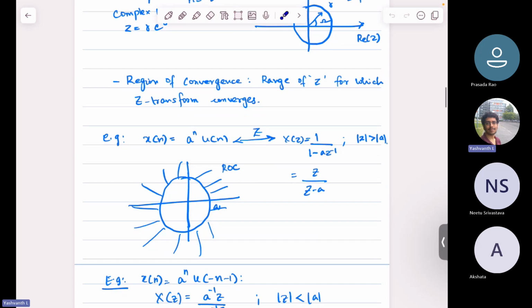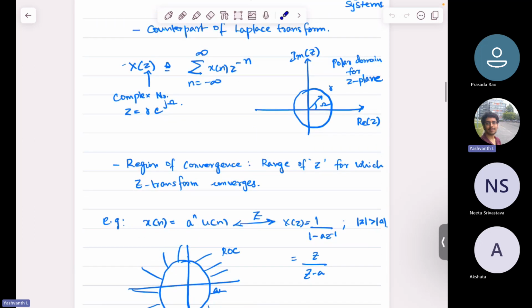As an example, suppose your discrete time signal x of n is defined as a power n times u of n, where a is some constant and u of n is your unit step signal in the discrete domain. You can substitute this x of n in this expression for the Z transform.